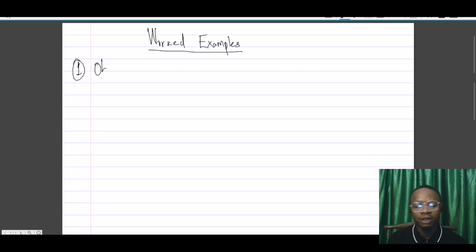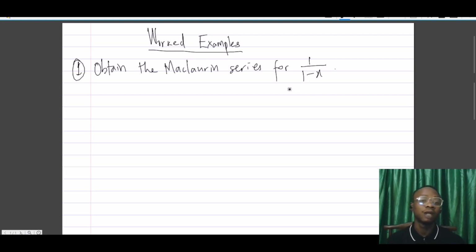It says obtain the Maclaurin series for 1 over 1 minus x. So we have this function. We want to have its expansion. We want to see the infinite series representation of this function.